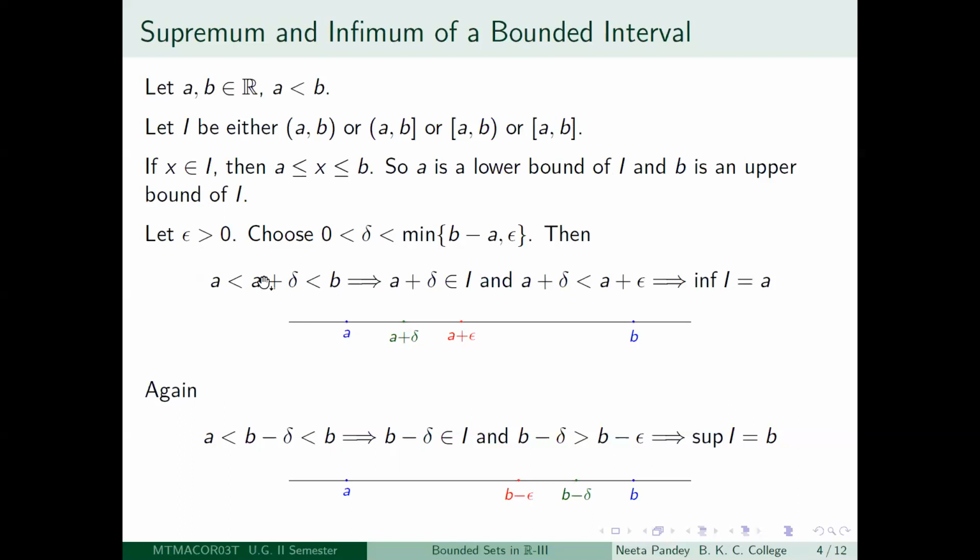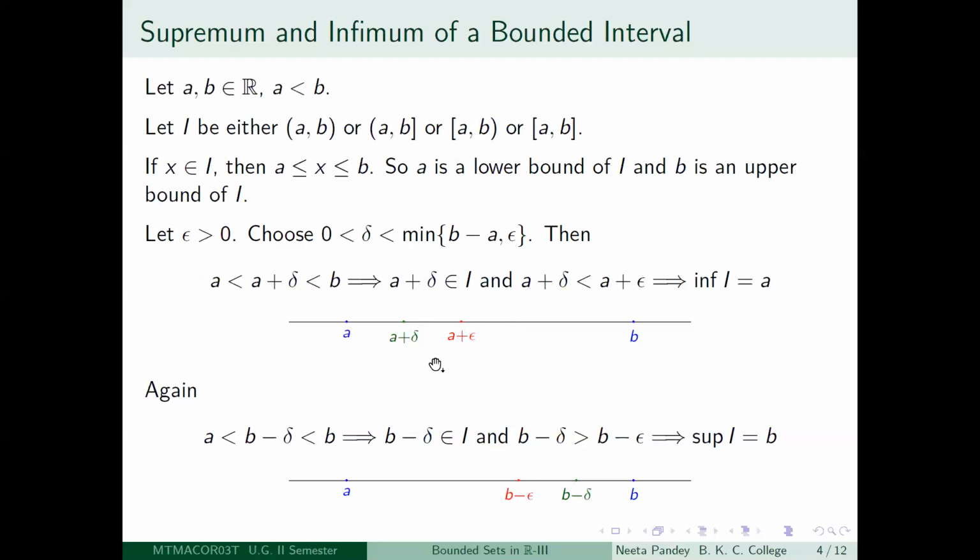Then let us look at this picture. What you do is that this epsilon could be huge, it could just surpass b also. So if it were such that a plus epsilon becomes greater than b, then the whole of the line segment between a and b would be between a and a plus epsilon. So in particular, your a plus epsilon will no longer be a lower bound of I.